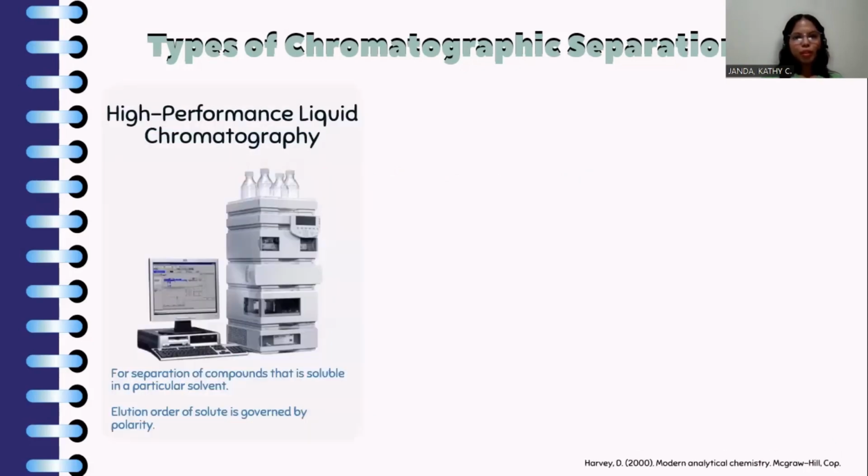The second type of chromatographic technique is the high-performance or high-pressure liquid chromatography. This technique is used for separating compounds that are soluble in a particular solvent where the elution order is based on the polarity of the analyte.